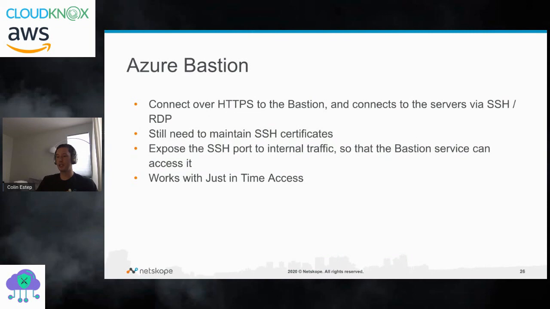A great feature here is that it works with just-in-time access. So in case you're not aware of that, even though you need to enable the SSH port from internal traffic, you can use it with just-in-time. Just-in-time is where you block SSH in your firewall rules. But anytime you want to establish an SSH connection, you request access, and then it gets granted through the just-in-time service. And that enables SSH for, say, an hour or 3 hours, whatever it is, and then it goes back to being blocked automatically after the time expires.